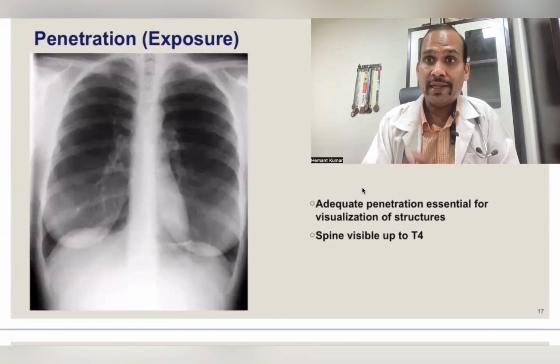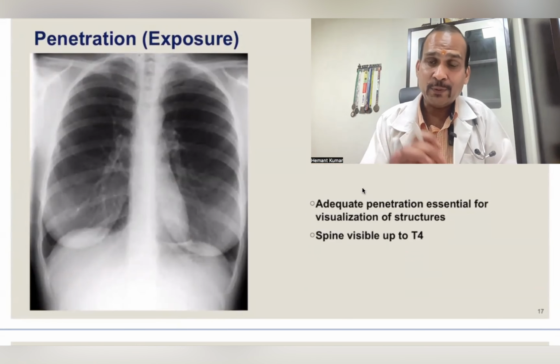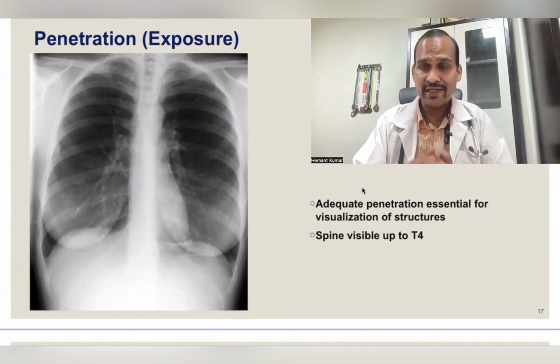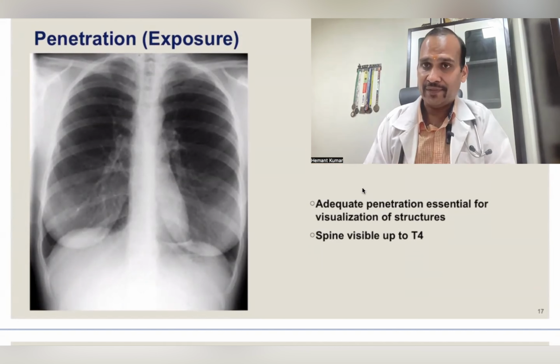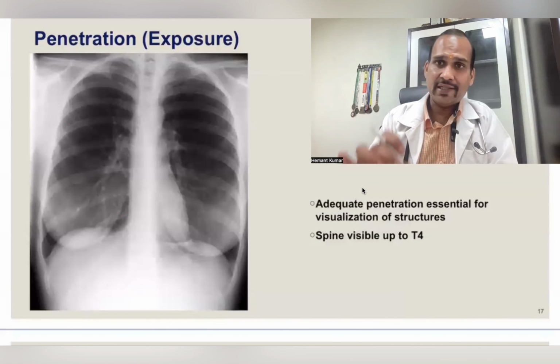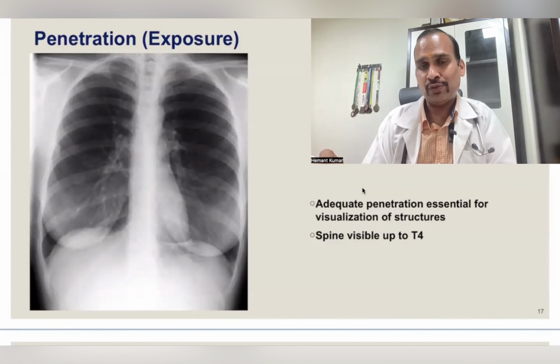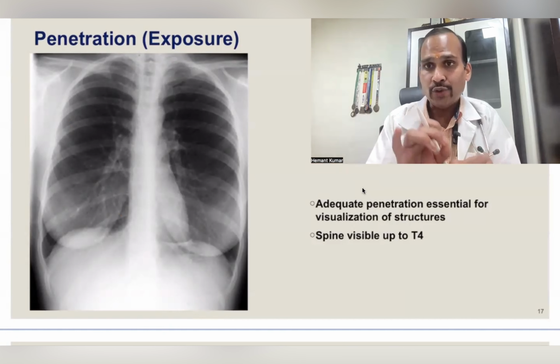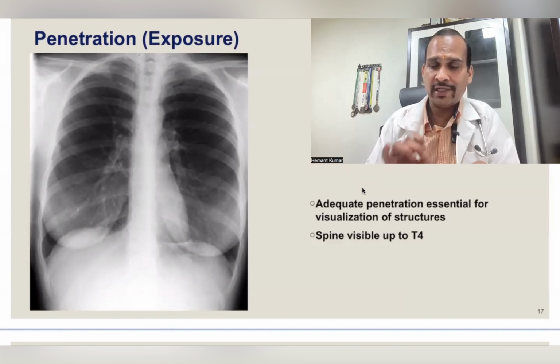Now, important: exposure. Exposure means just the radiation dose. How much radiation the patient is getting. The patient has to get adequate exposure. If it is underexposed or overexposed, both things should not be there. Okay, because adequate exposure is required to visualize the structures which we are looking for. How to check whether it is overexposed or underexposed?